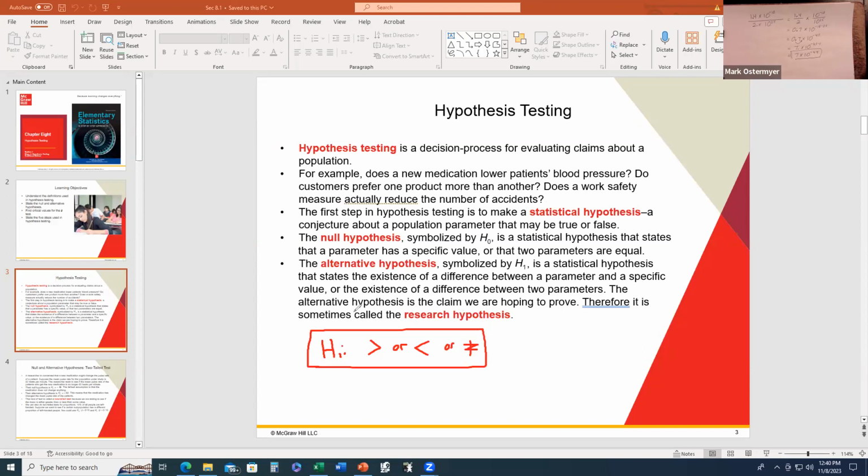So the alternative hypothesis, ladies and gentlemen, is usually the claim that we are hoping to prove. Sometimes it is referred to as a research hypothesis. So again, when we conduct hypothesis testing, we're going to have two hypotheses, a null hypothesis and an alternative hypothesis. The null hypothesis is denoted as H sub 0. The alternative is H sub 1.